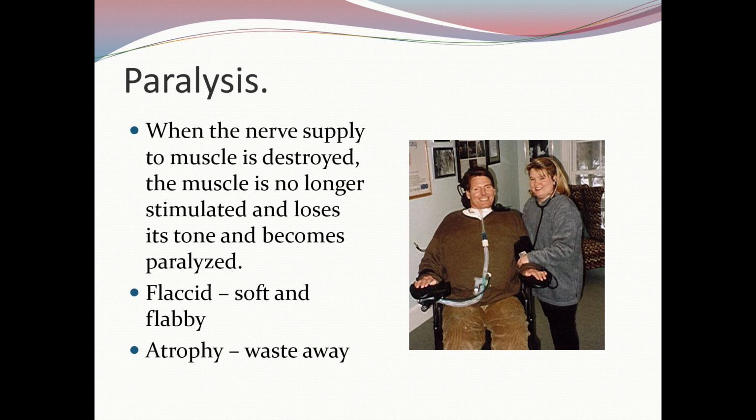Paralysis occurs when the nerve supply to a muscle is destroyed and the muscle is no longer stimulated. It then loses its tone and becomes paralyzed. There are two kinds of paralysis. There's flaccid, which is where the muscle becomes soft and flabby, and then the muscle can atrophy, meaning that it wastes away.